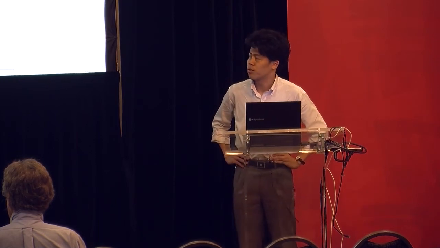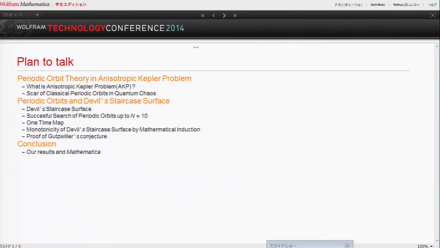And the plan to talk. Firstly, I talk about what the anisotropic Kepler problem is, and I introduce the scar phenomena as an example of the correspondence between quantum and classical mechanics. Next, I pay attention to periodic orbits, and I introduce the Devil's staircase surface and the search algorithm of periodic orbits. And I'm going to talk about the proof of Gutzwiller's conjecture and Rossi's conclusion.